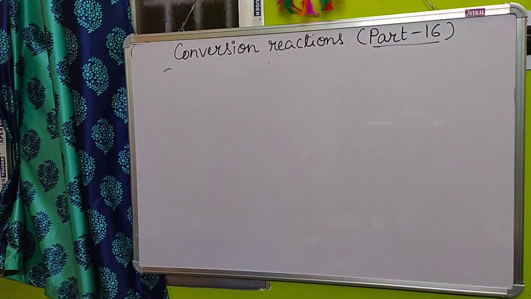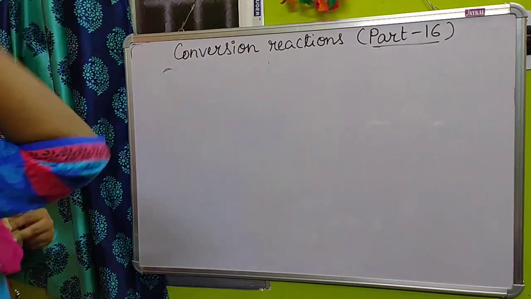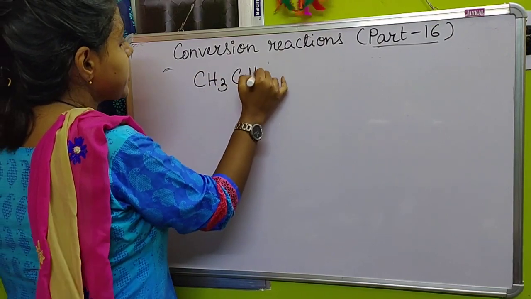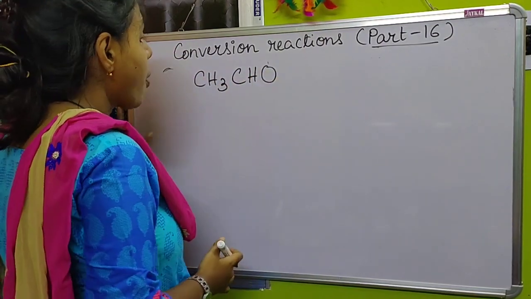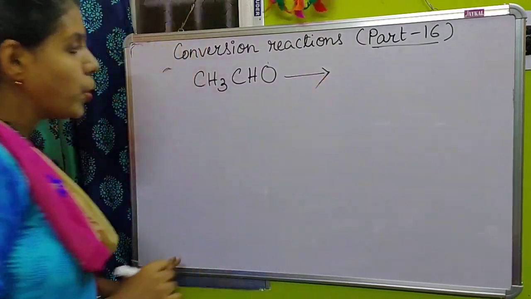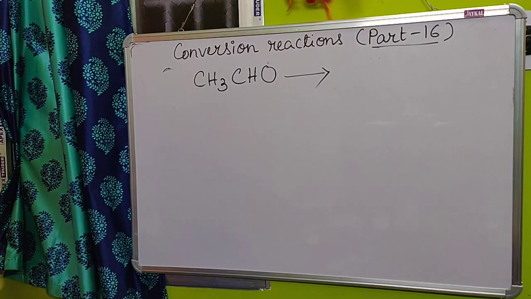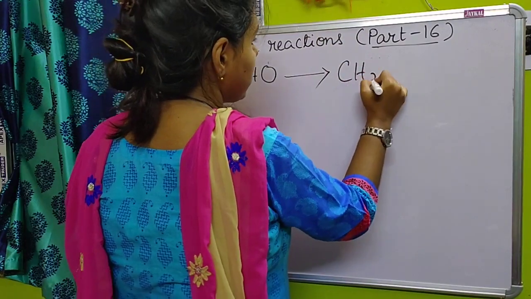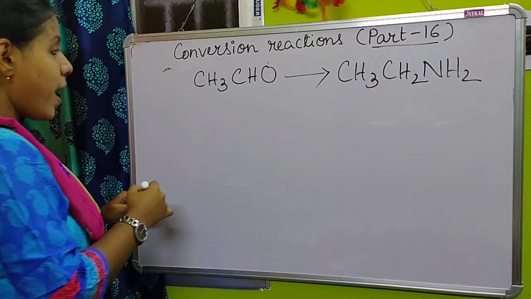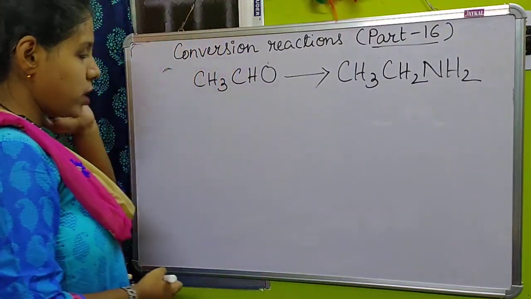The next conversion is that from CH3CHO, that is acetaldehyde. From acetaldehyde we want to change it into CH3CH2NH2, ethylamine. We want to convert acetaldehyde into ethylamine. So how could we do this?